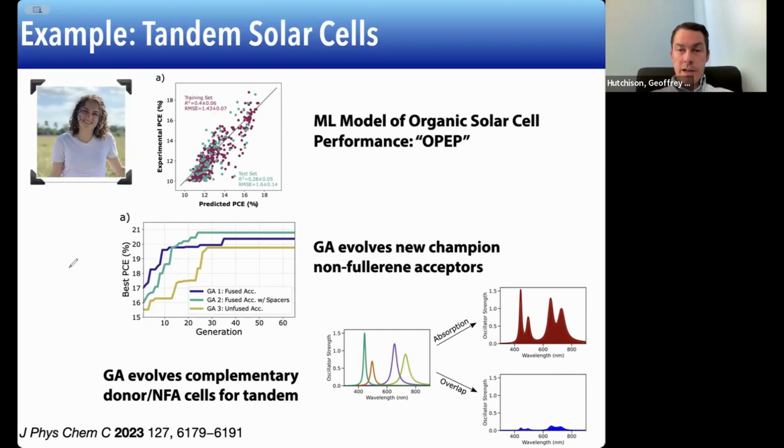Now the great thing is, once you have such a model, then you can use it in generative machine learning, or in our case, we often use genetic algorithms to evolve new champion materials. And you can evolve not just one type of material. In that particular paper, we evolved 4 materials simultaneously to optimize the optical absorption spectra, optimizing essentially the number of photons absorbed, and minimizing the overlap of the peaks. And we think this is a great way to design 2-layer tandem devices with high efficiency.